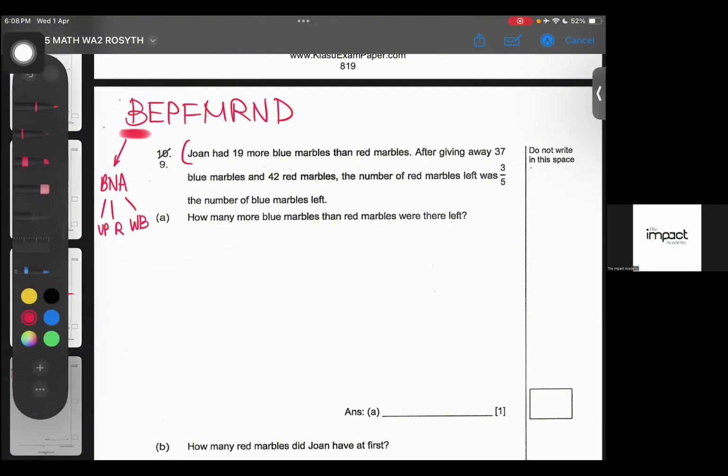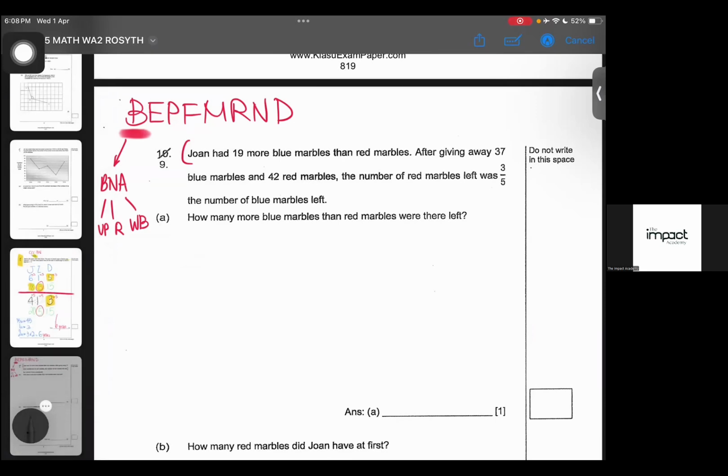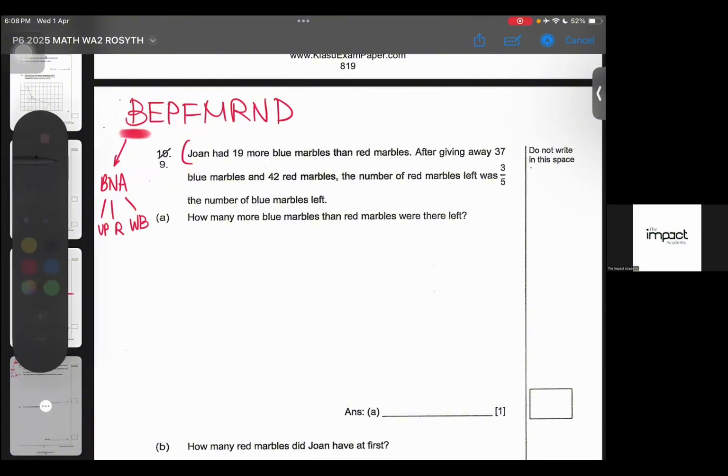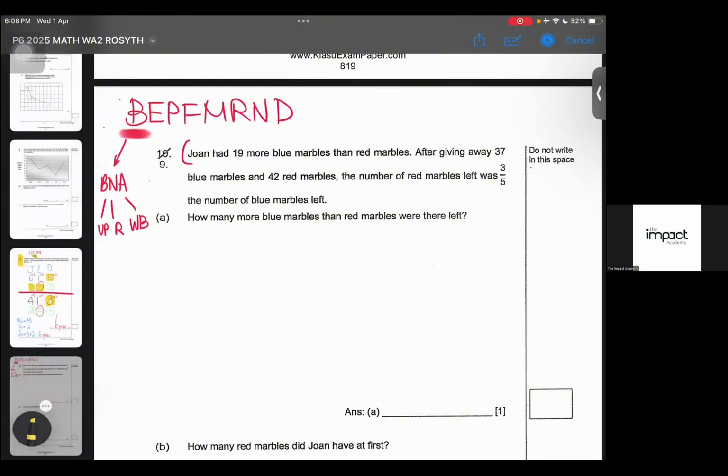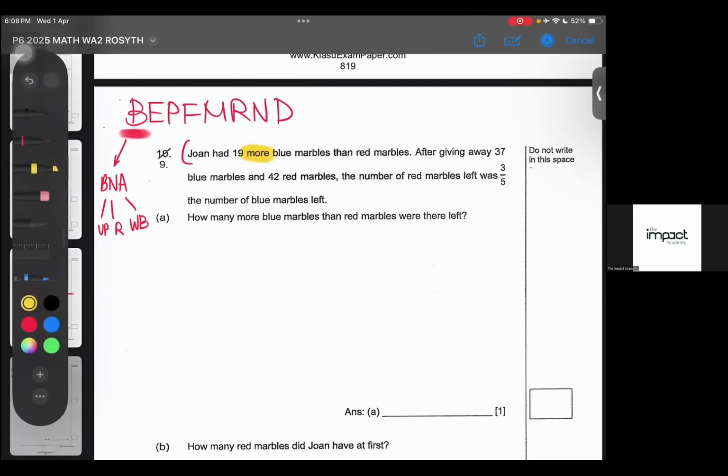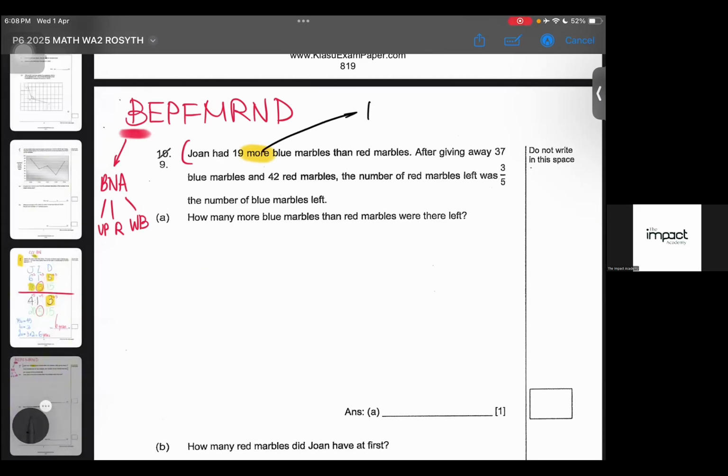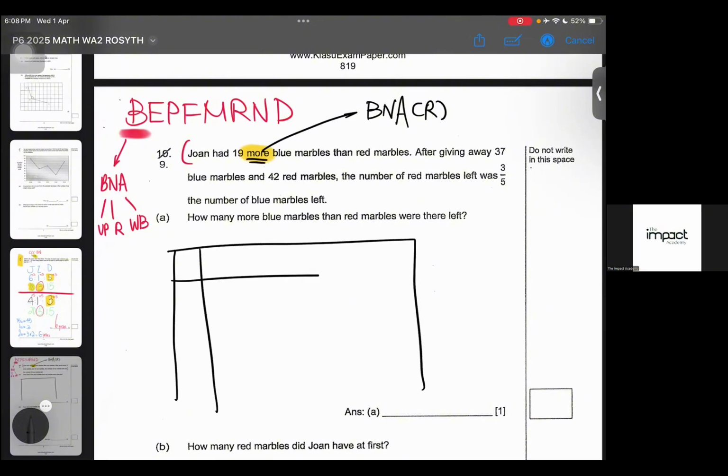So is it BNA up, or is it BNA rainbow, or is it BNA working backwards? How do you know if it's BNA rainbow? Look at the keyword over here. This is a BNA rainbow situation. What does rainbow mean? You must see more or less. Agree or disagree? So you have to draw your table.